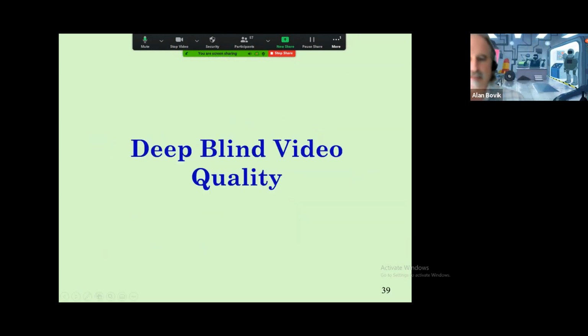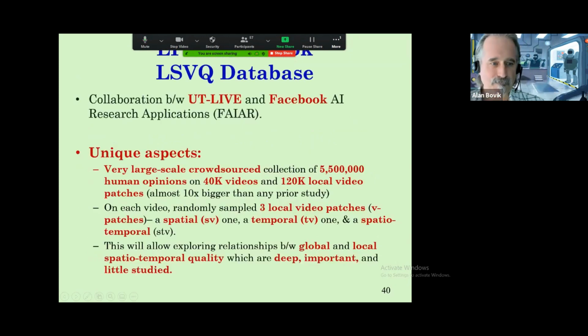Okay, so let's get into the deep video quality. This is how we're attacking UGC now. This is a collaboration between our lab and Facebook AI Research Applications, who has been funding us for the last few years. The first thing we did is we created a super large database of UGC videos, 40,000 of them, and 120,000 video patches extracted from them. I'll explain what those are in a minute. So basically 160,000 videos, which we showed on Amazon Turk to many, many humans.